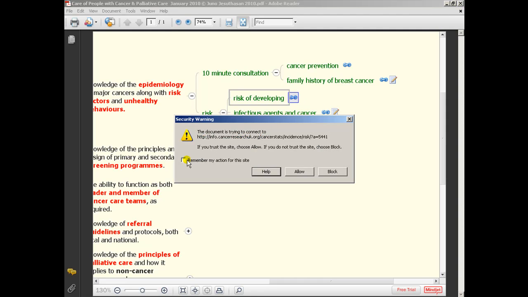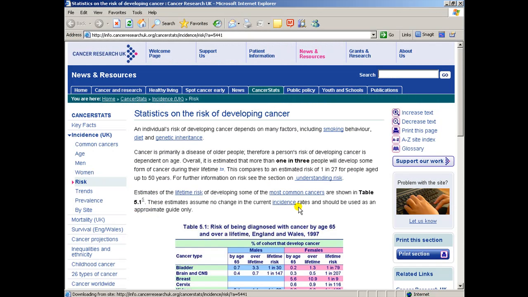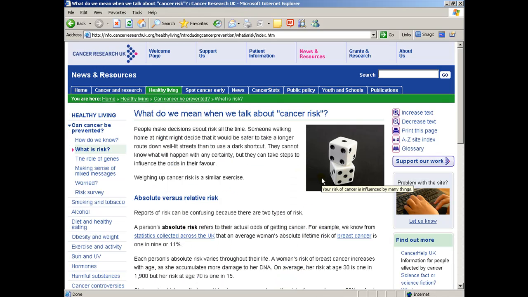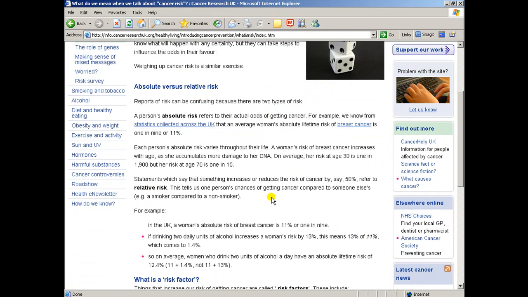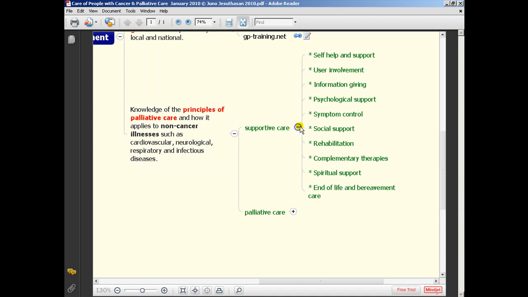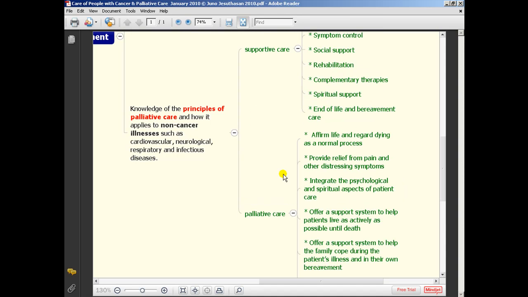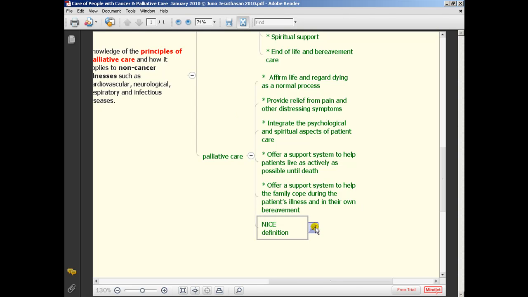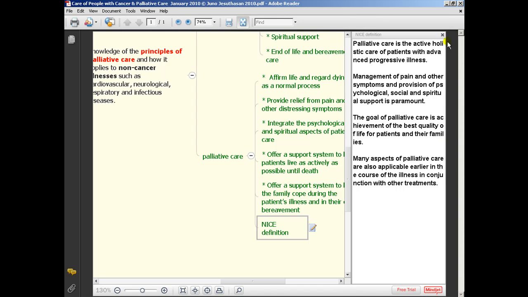Risk of developing cancer. And this page not only gives you statistics, but also clicking there will take you to their website on understanding risk and absolute versus relative risk. Often if things are in green, it means it's an addition. So I've just talked about the palliative care and what's meant by supportive care, and indeed palliative care itself, and a link really just a hover there to look at NICE's definition of palliative care.